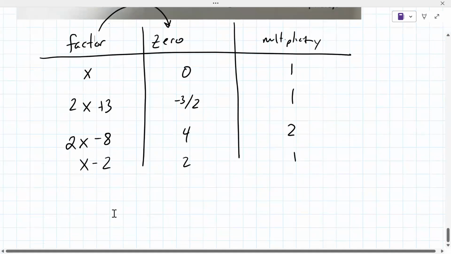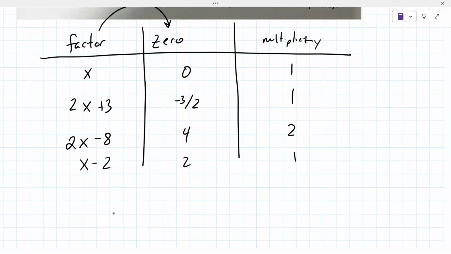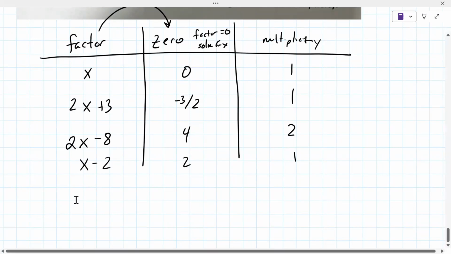So here's the relationship. To find the 0, you set the factor equal to 0 and solve for x. So when you set 2x plus 3 equal to 0, does that give you minus 3 over 2? As x equals 0. Nope. The factor, the whole factor. Okay. Yeah. I think it does. How about 2x minus 8 equals 0 and solve for x? Yeah. Okay, how about x minus 2 equals 0? Yes. Okay, so that's the rule.